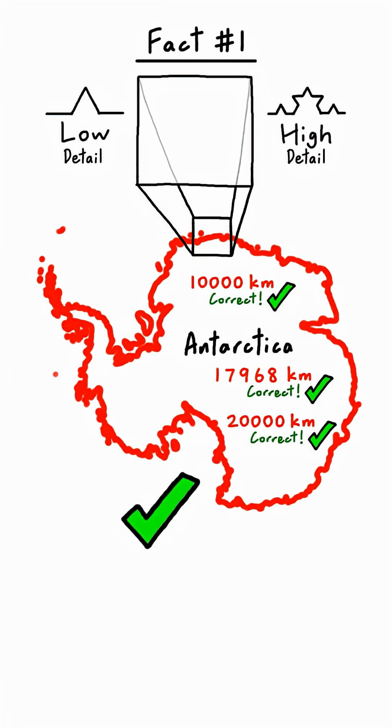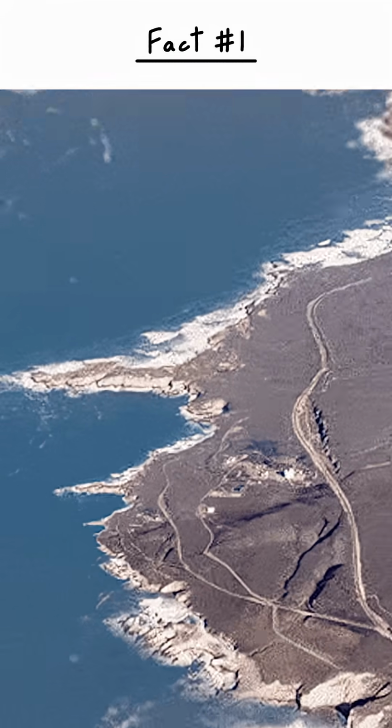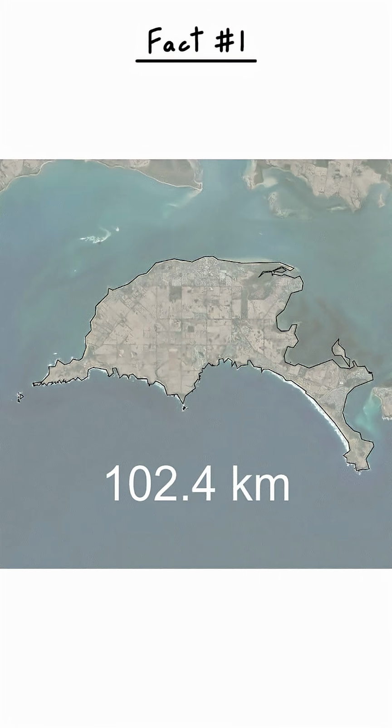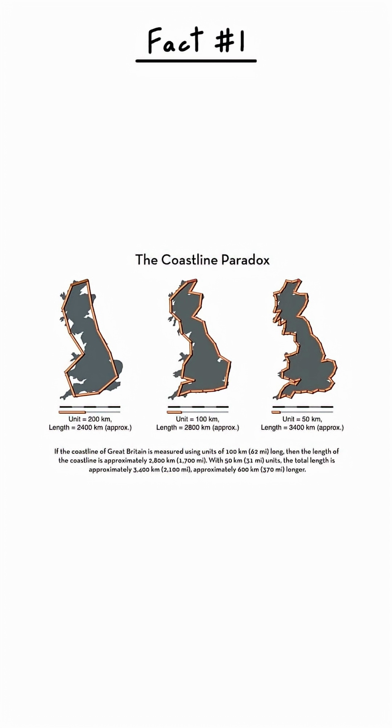The first fact is also true. The further down you look, the more detail you see, and the more detail you see, the longer the coastline becomes, and every source stops at a different point. This is known as the coastline paradox.